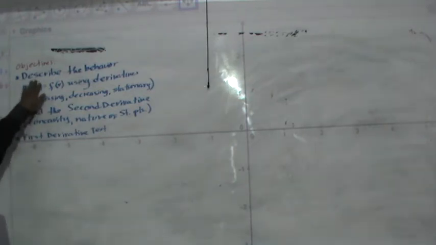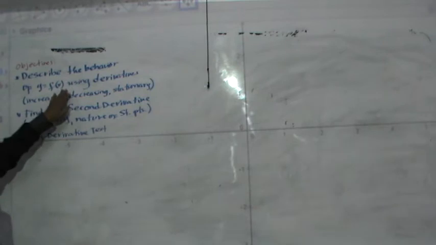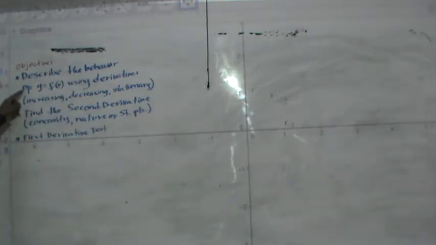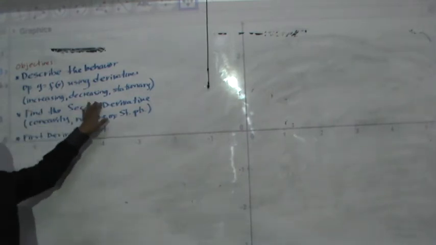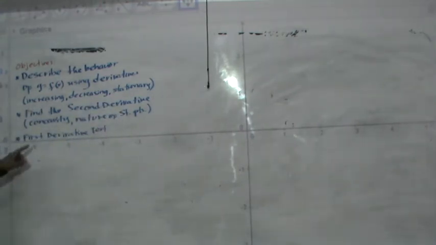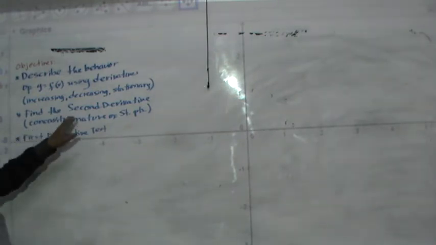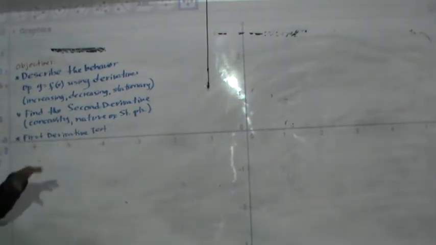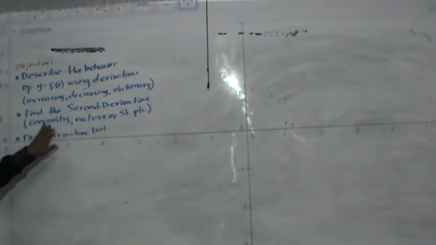Hi guys, in this video our objectives are to describe the behavior of y equals f(x) using derivatives. So we will use this one to determine whether our function is increasing, decreasing, or stationary. The second objective is to find the second derivative and use this one to determine the concavity, or the opening of the graph. Is it open upward or downward, or is it a point of inflection?